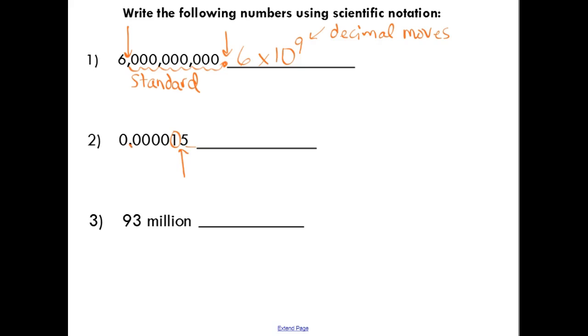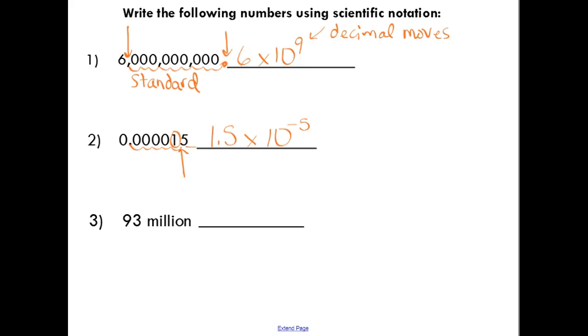So I'm counting 1, 2, 3, 4, 5. So I'm going to say 1.5, that's where the decimal is now, times 10. Now you don't want to say 5 to the 5th power because that would make a very big number. I want a very small number, so I put a negative in.